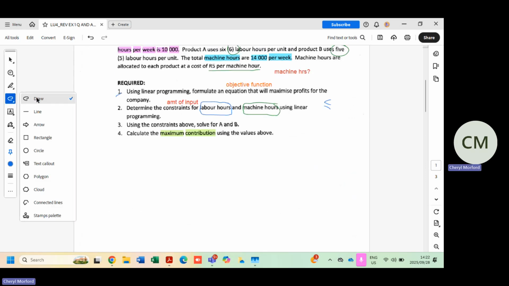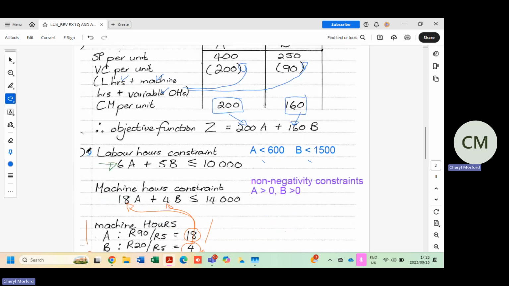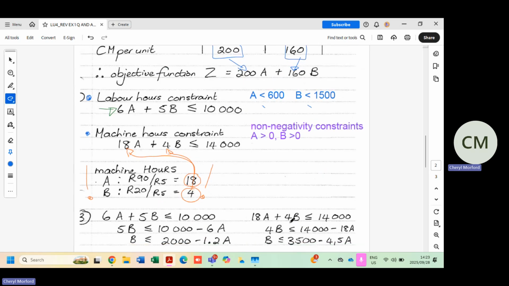So let's see where we are. We've done number 2. Now it says, using the constraints, solve for A and B. So we now need to find how many units of A and B will maximize the profit for this business. So we're going to go back to our 2 constraints functions here, the one for labor and the one for machine hours, and we are going to rewrite them in the format of a straight line. So think of A maybe as X and B as Y. So all we're going to do is use basic algebra.